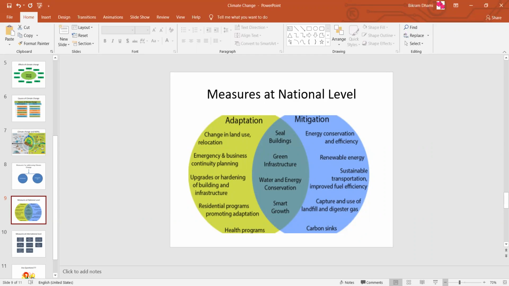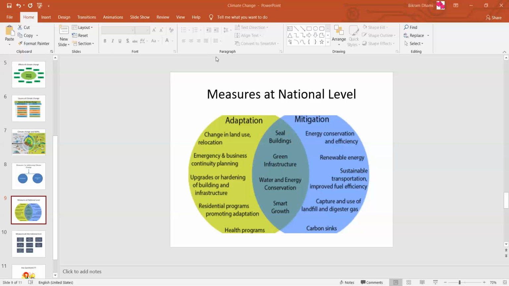First one is change in the land use and relocation. Change in the land use means it could be the change in the use of agricultural tools or afforestation programs like that. And next one is emergency and business continuity planning. Instead of promoting agriculture only in the country, our country is also providing other job opportunities for the people, and it is trying to connect the farmers with the marketplace so that they do not have to rely on agriculture only.